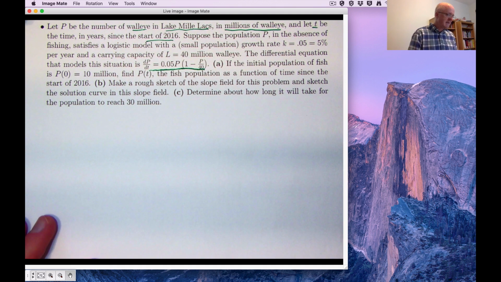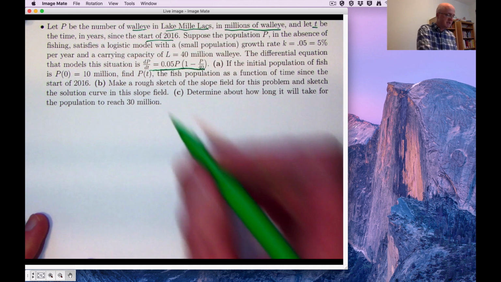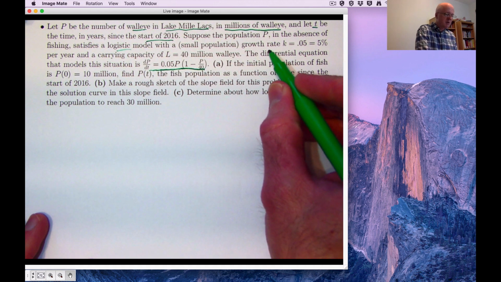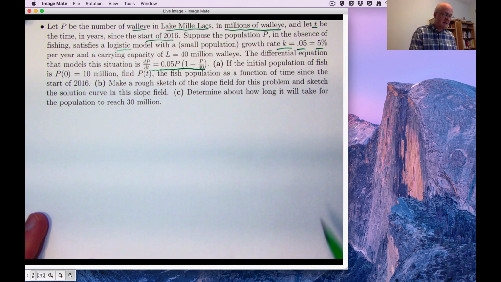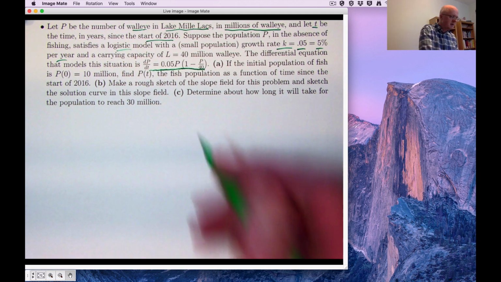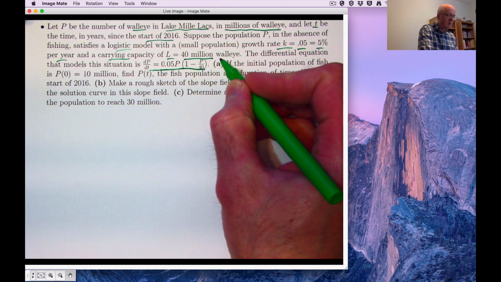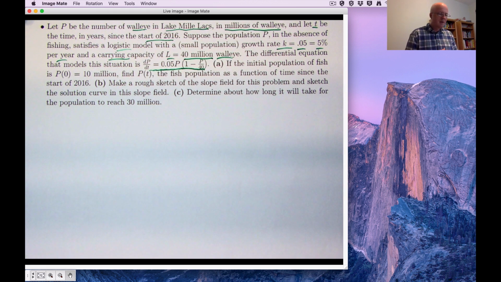Suppose the population P in the absence of fishing follows, like I mentioned, a logistic model with a small population growth rate K that's 0.05 or 5% per year. So when the population is small, that's the essentially continuous growth rate. And as an exponential growth, it would be following e to the kt closely when the population is small. But it also has something called the carrying capacity, L, of 40 million walleye. That is the theoretical limit at which the population would still grow toward. If the population was above that to start with, then more fish would die off than would be born, and the population would decrease toward the carrying capacity.